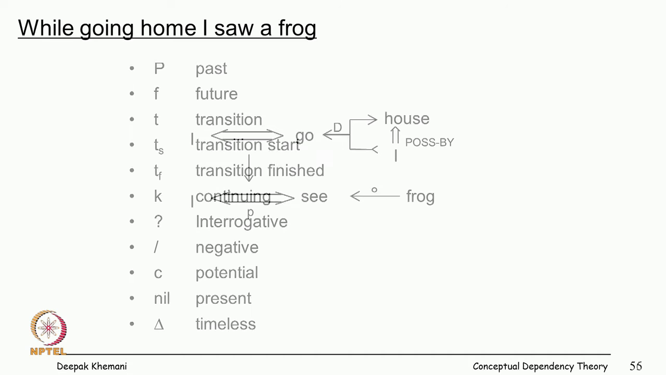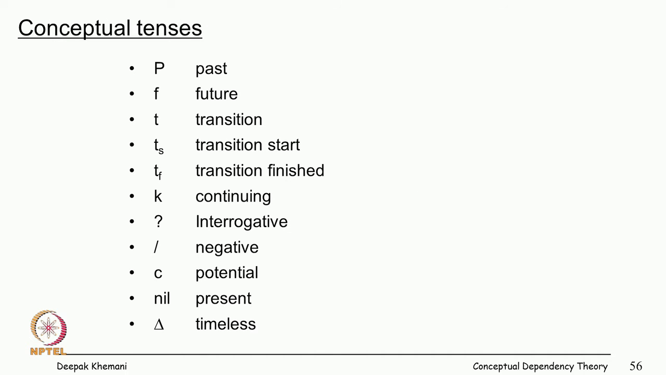So, these are the conceptual tenses that we can talk about, the past tense, future, transition, transition start, transition finish. So, notice this transition finish T f is what we used for modeling that I stopped smoking essentially in the past. So, P and T f together says that I stopped doing something. So, K is continuing, interrogative or negative or potential or even timeless.